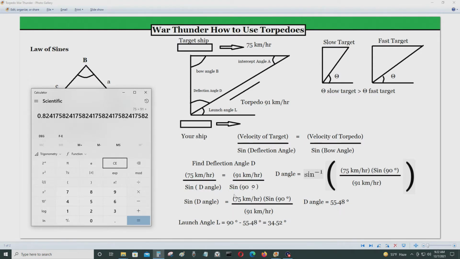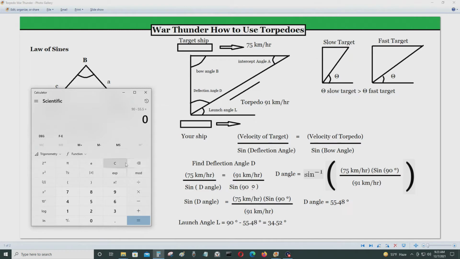And then we have to get the inverse sine of that. So the inverse sine is 55.5 degrees. And this angle right here is 55.5 degrees, right? And the angle of this is 90 degrees from here to there. So we need to find a launch angle. So 90 degrees minus 55.5, so 34.5 degrees is the launch angle to hit the target.